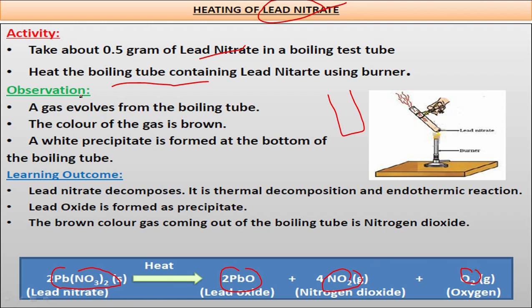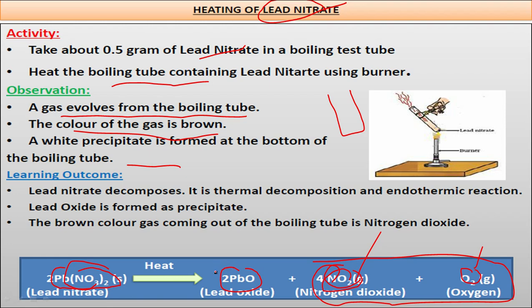What observation have we observed here? Gas evolves from the boiling tube. What gases are there? One is nitrogen dioxide gas and one is oxygen gas. And the color of the gas is brown. So here the color combination is what? As a product, brown fumes will evolve. The brown fumes are because of the presence of nitrogen dioxide gas, that is called NO2 gas. When you are heating the lead nitrate crystals directly under the flame, brown fumes will be evolved, and a white precipitate of lead oxide is formed.